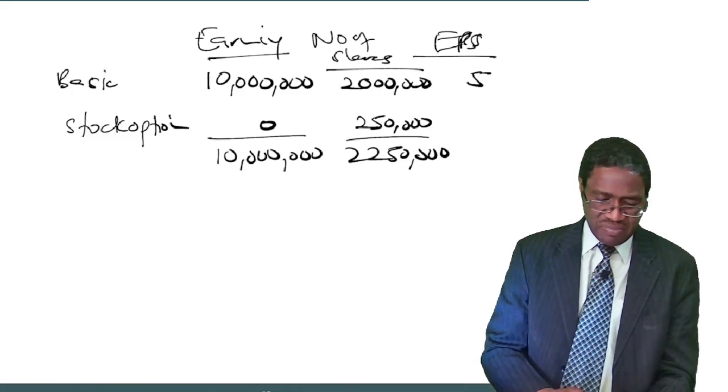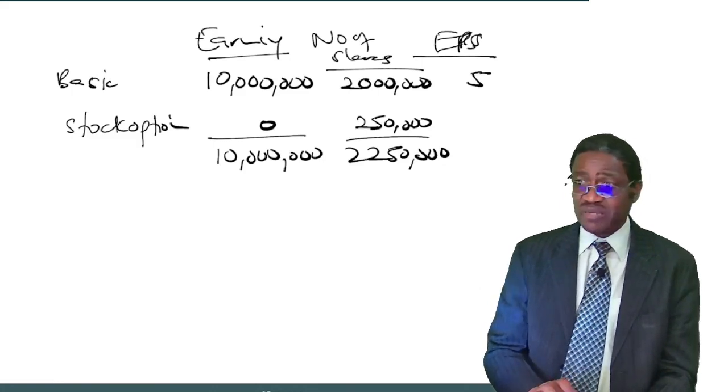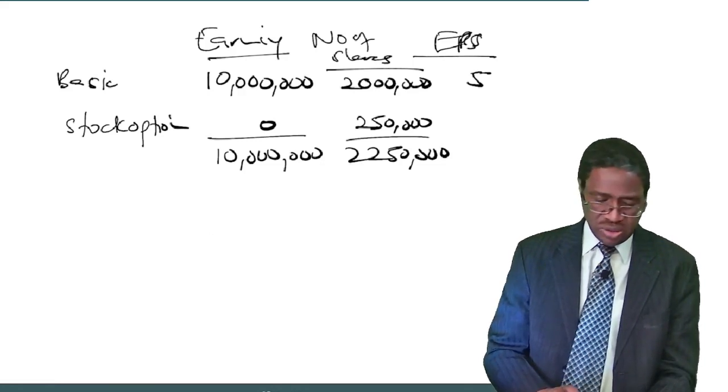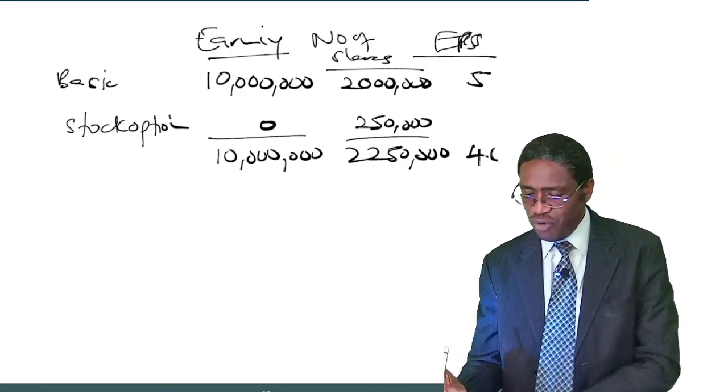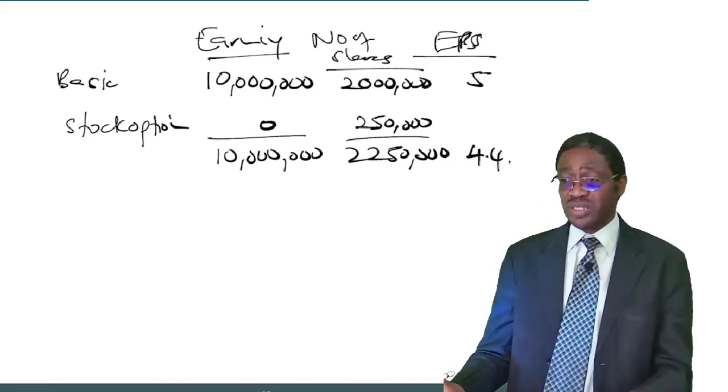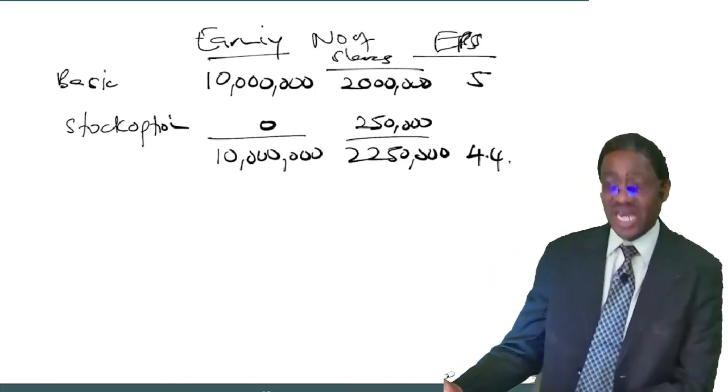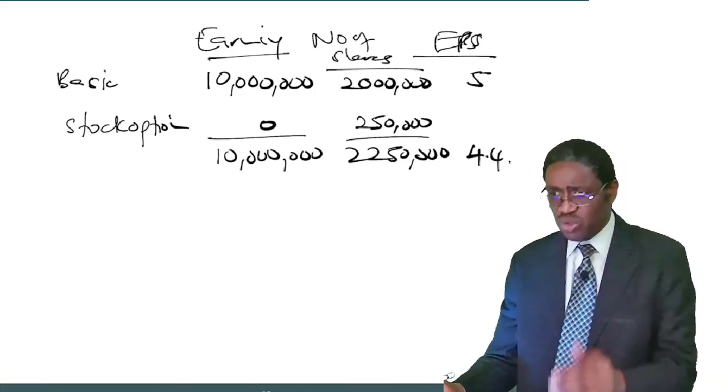We take that 10 million and divide that by 2,250,000. What do you get as the basic EPS? You get something like 4.4 to 1 decimal point. Okay, that is it. Then you now go to the next most dilutive.